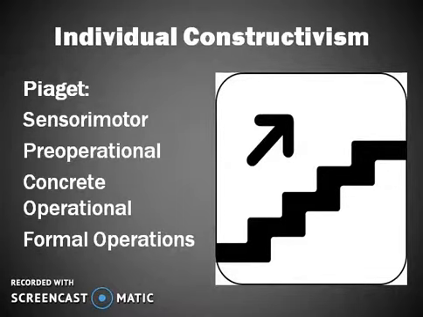Under individual constructivism, we have Piaget, who discusses 4 stages of human development, determined by age and ability, moving from sensory motor to pre-operational to concrete operational, and finally the ability to complete formal operations.